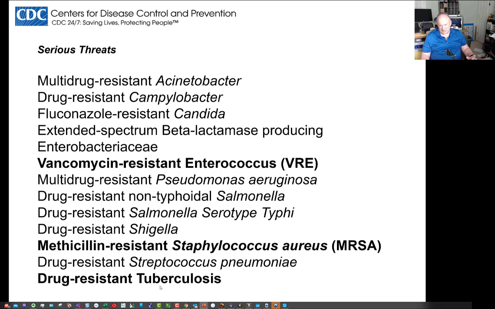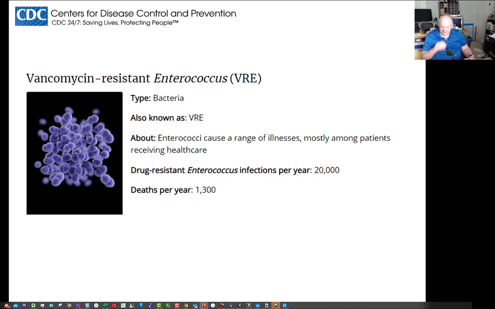One of the most transmissible diseases, tuberculosis, a bacterial disease, is drug resistant. So it's a problem, and it's primarily due to an overuse of antibiotics. Unfortunately, the veterinary profession used antibiotics to treat animals as growth promoters. So they're not fighting infections. They would put antibiotics in their feed.